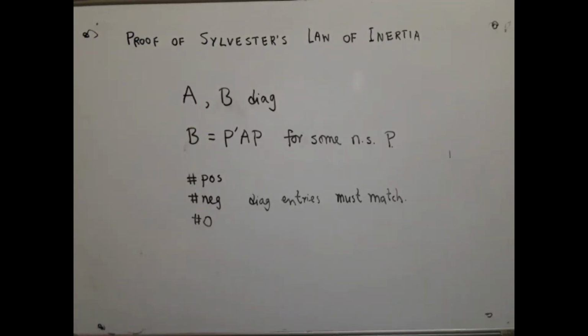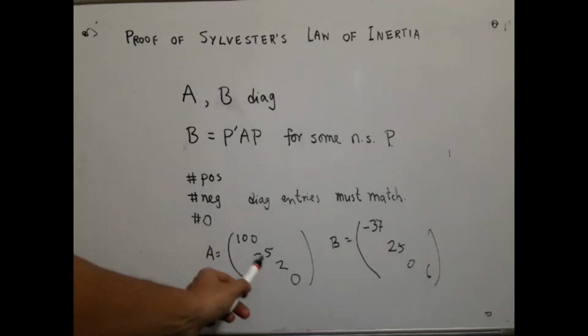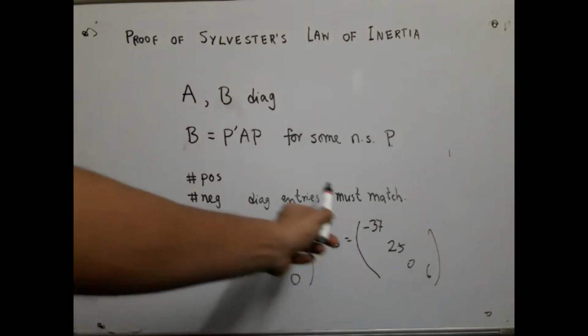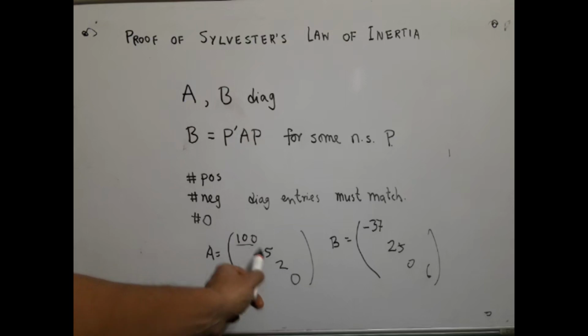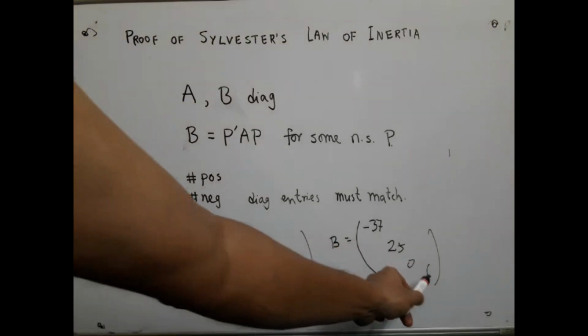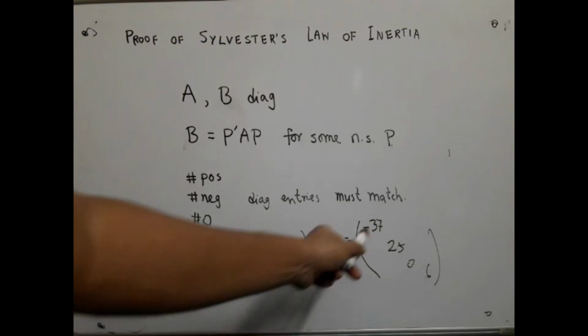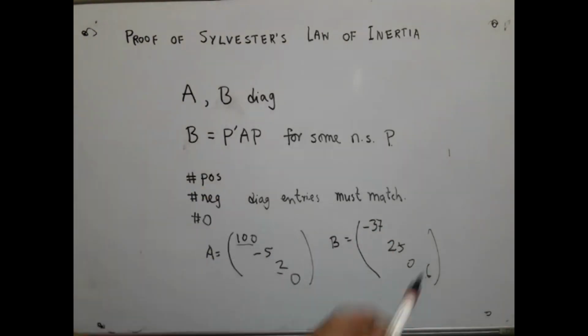Let's take an example. If A is a diagonal matrix, 4 by 4, with diagonal entries 100, -5, 2 and 0, then it is possible for B to be something like this, where the number of positive entries here is 2, the number of positive entries here is also 2, the number of negative entries is just 1, here also it is 1, and the number of zero entries is also 1.